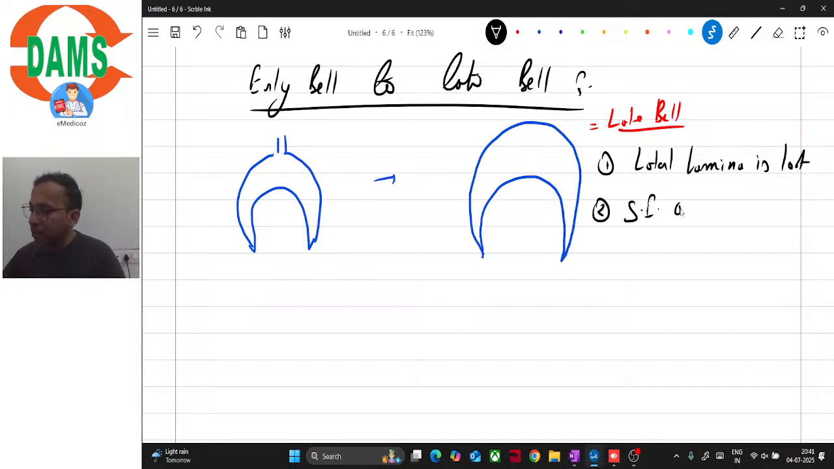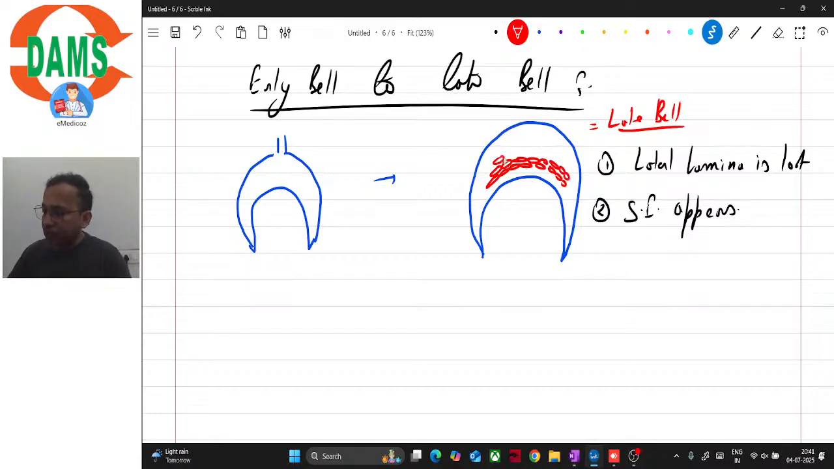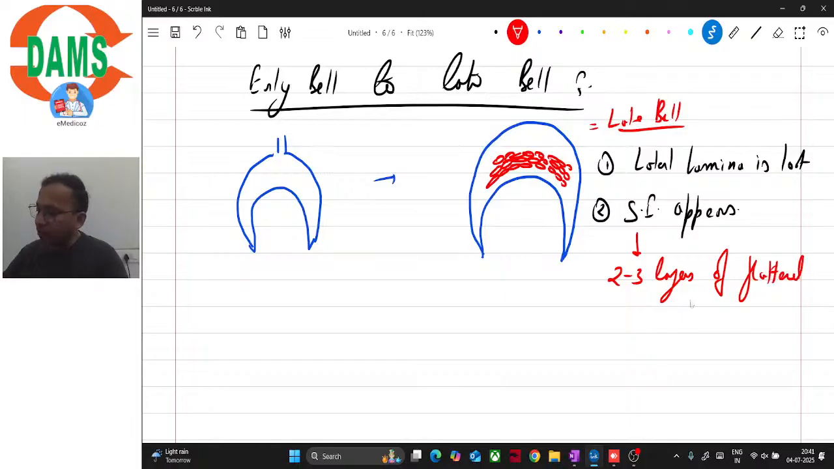Stratum intermedium appears. Right, stratum intermedium appears. What is stratum intermedium? Basically, it is a layer of flattened cells, which are 2 to 3 layers thick. So there might be 2 or 3 layers of flattened cells. So stratum intermedium for the first time appears in the late bell stage.